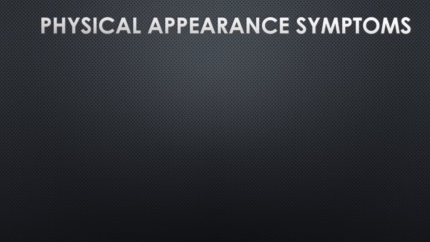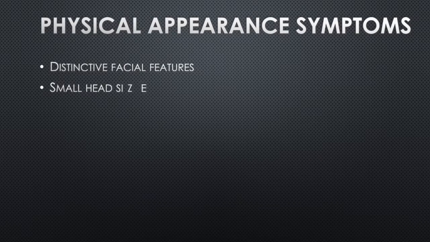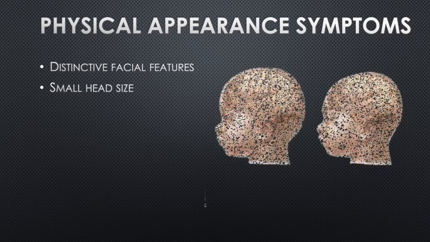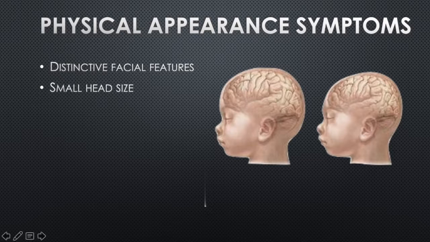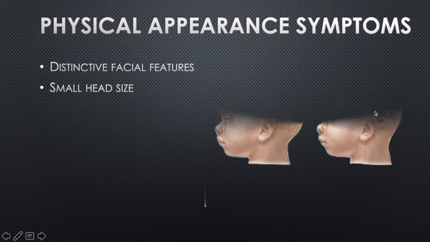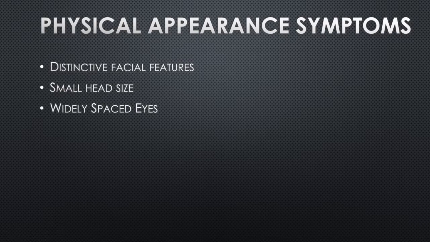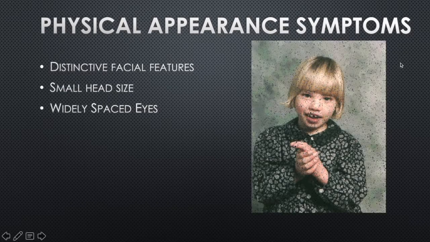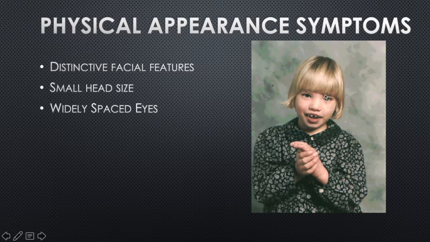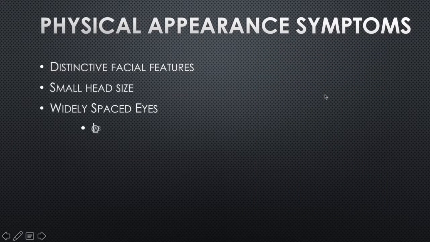Today I will be discussing some symptoms of cri du chat. Some physical appearance symptoms include distinct facial features, like a smaller head size. In this diagram you can see that to the left there is a normal head size, and to the right we have an individual with cri du chat. They also have widely spaced eyes. In this diagram you can see that the individual has more spaced out eyes than another individual would have.